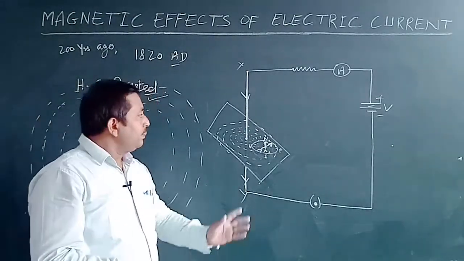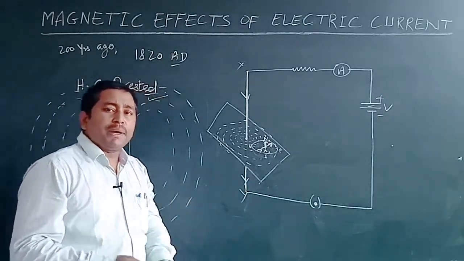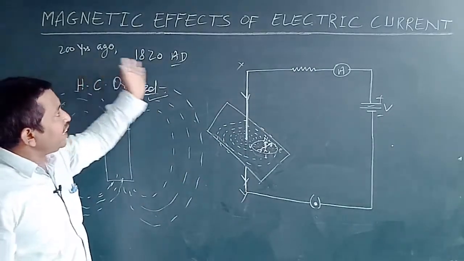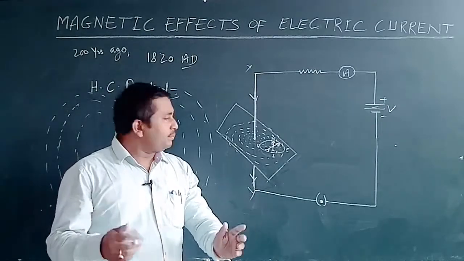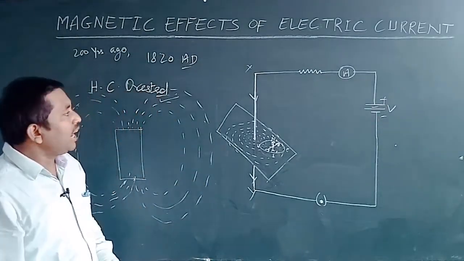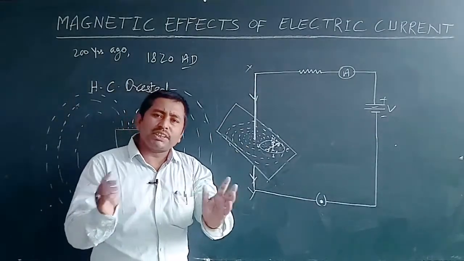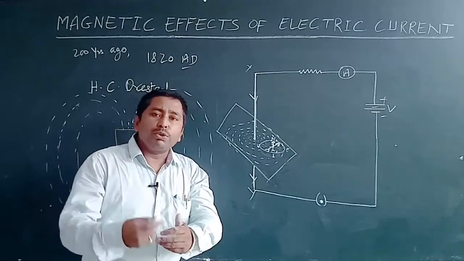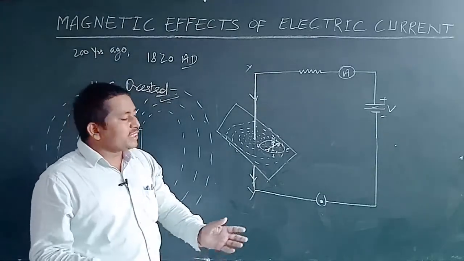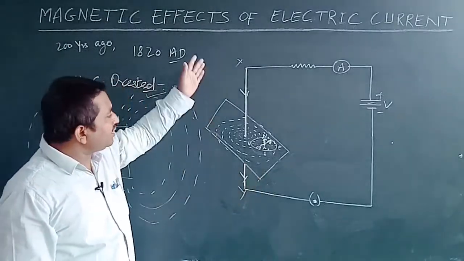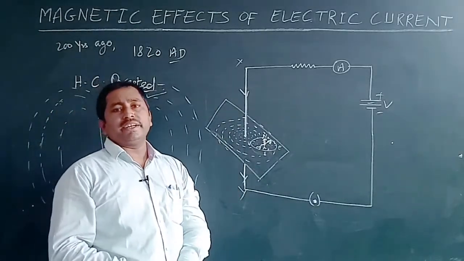Biot-Savart, Maxwell, Ampere, and many other scientists also performed experiments on the magnetic effect of electric current, and they also gave popular laws for electromagnetism. With the help of these experiments, it is concluded that electricity can produce a magnetic field. It means that when electric current flows through any conductor, a magnetic field is produced around the current carrying conductor.